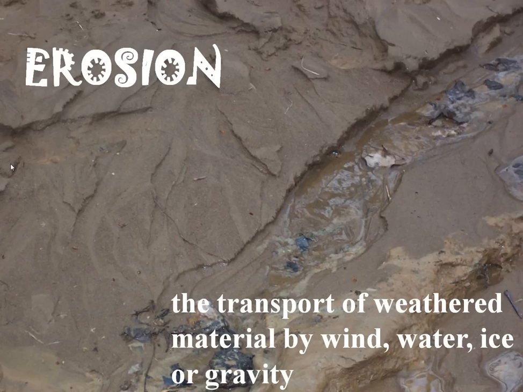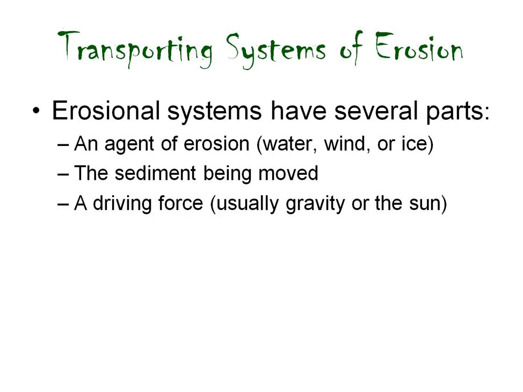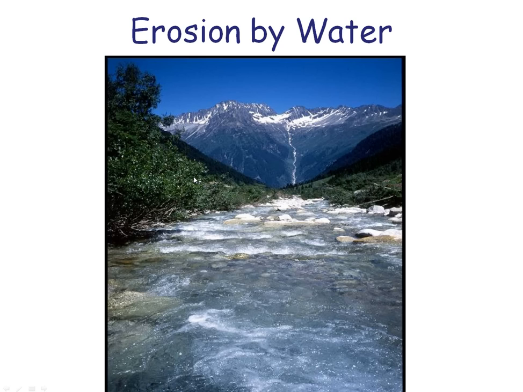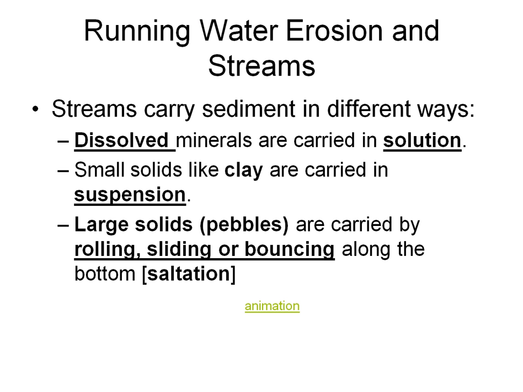Erosion is the transport of weathered material by wind, water, ice, or gravity. Erosion requires something to cause the motion: water, wind, ice, or gravity, and it has some sediment being moved. First we'll do water. Running water erosion is the most common, most powerful form of erosion on Earth's planet.